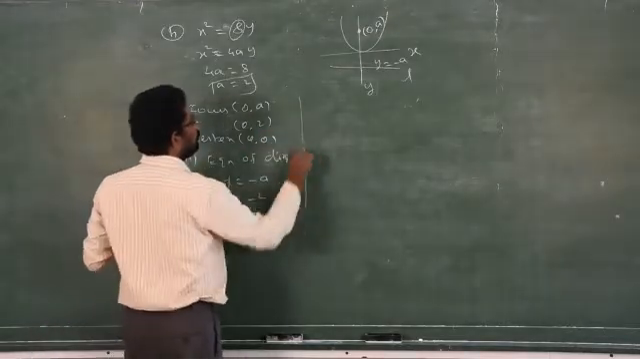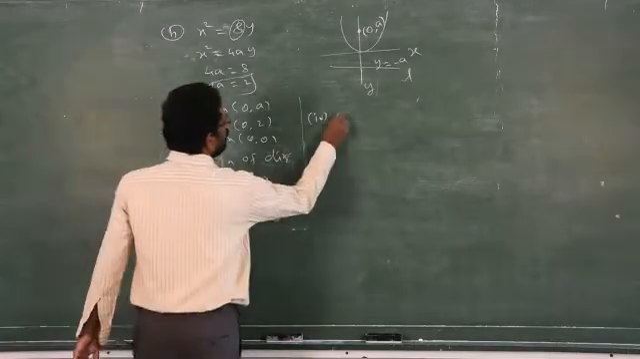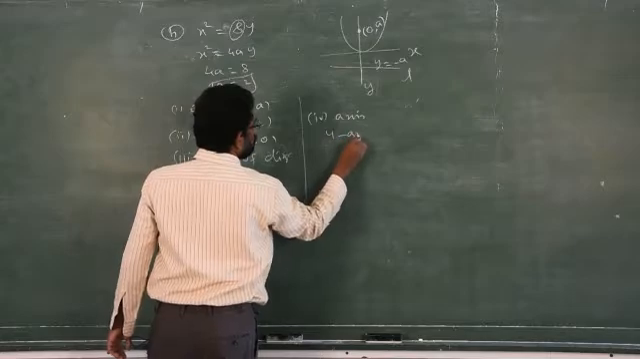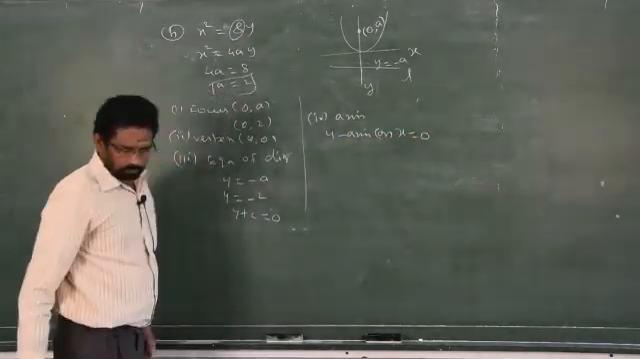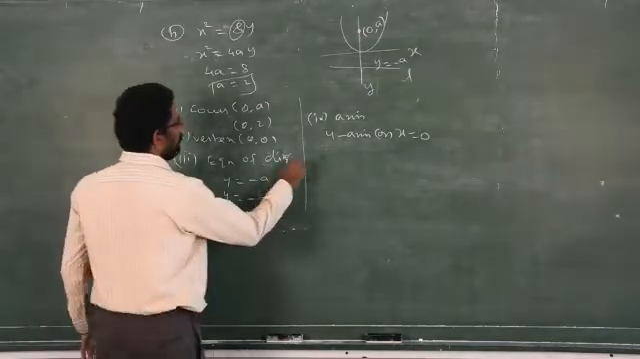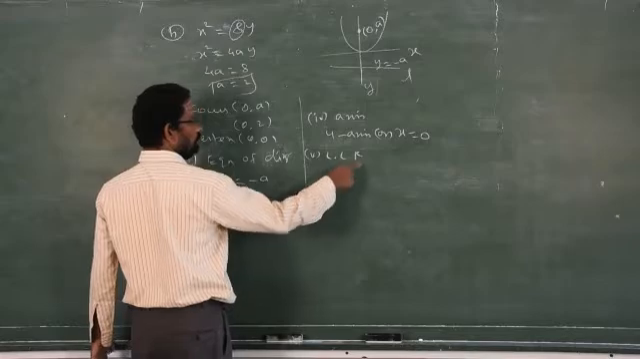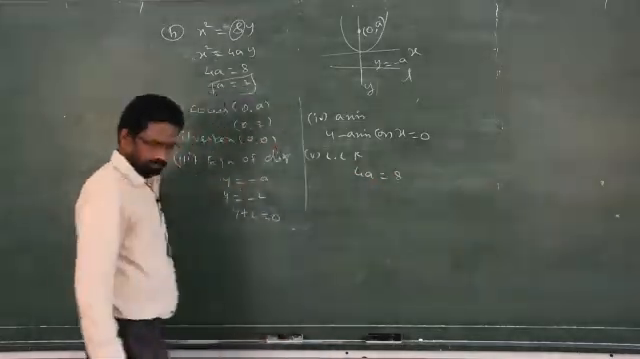Then what is the fourth one? The fourth one, axis. Where is the focus on the diagram? Y axis. So the y axis, or x is equal to 0. The next one, length of the latus rectum. The fifth one, the length of the latus rectum, that is 4a. 4a is 8. That's all.